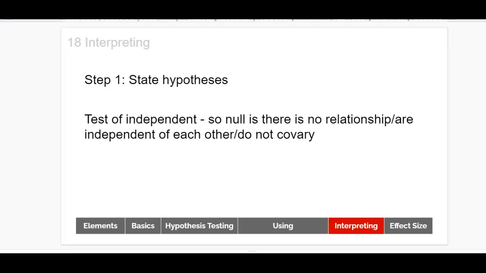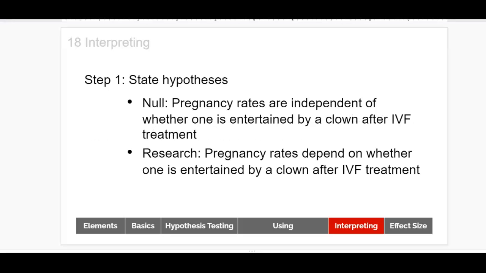When you do a chi-square test of independence, independence is your null. If it's not related, there's no relationship, there's no covariance, then it's independent, right? So think of no relationship as independent, not covariant as independent. Even though it's a chi-square test of independence, that independence is the null. So you set up your null in research, just like we always do in our hypothesis testing.